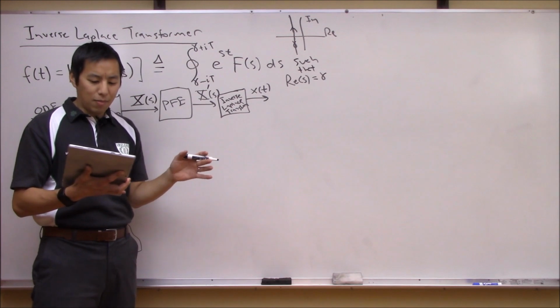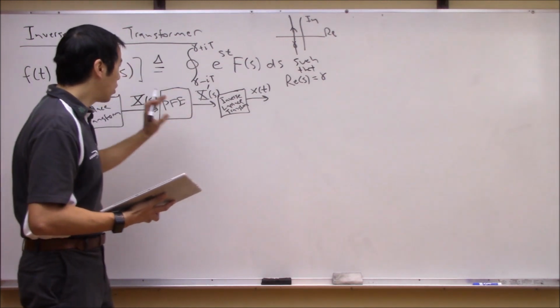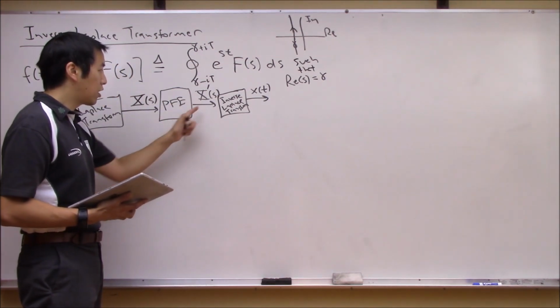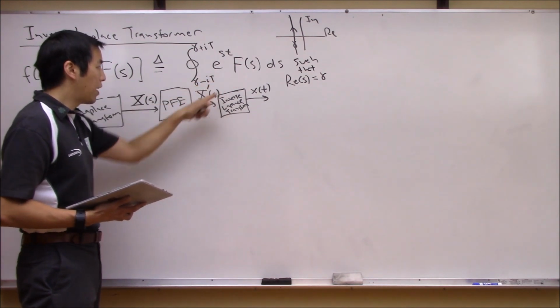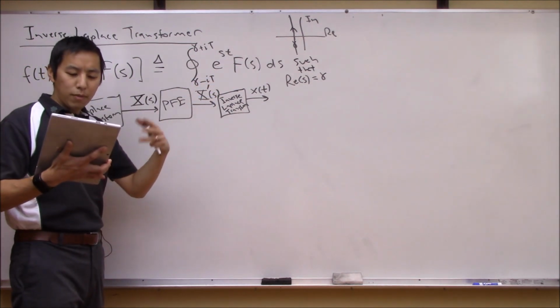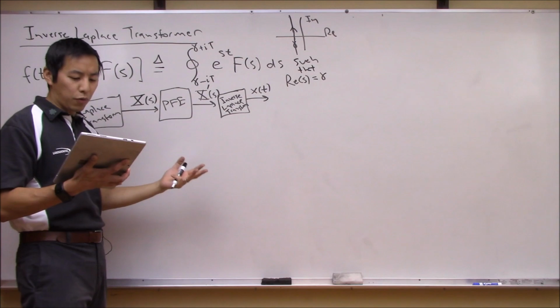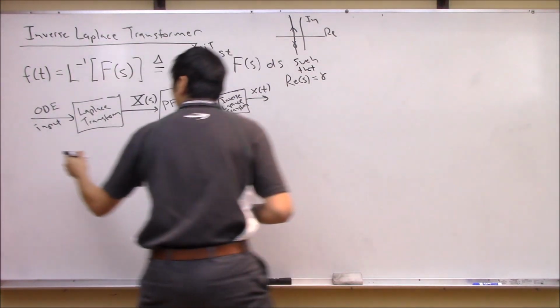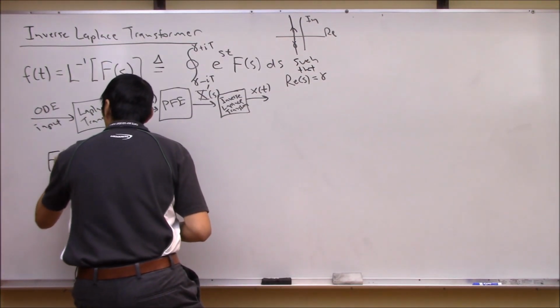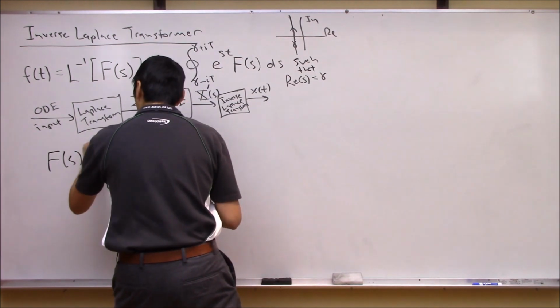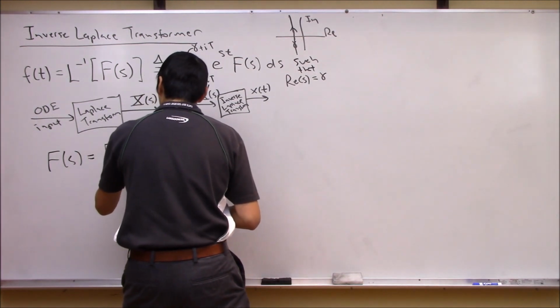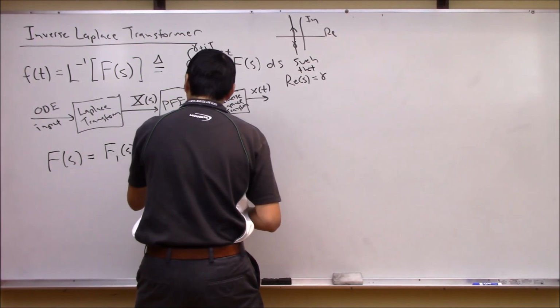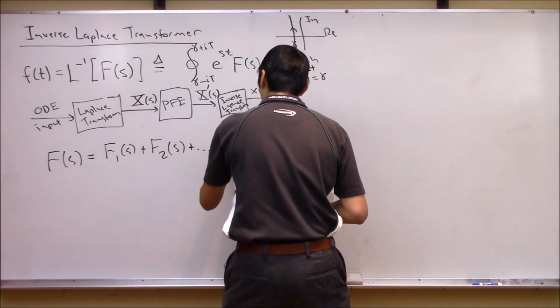So the concept now is, basically, I want to take this complex function, either F of s or X of s, it doesn't matter, and manipulate it into a simpler format. In other words, I'm going to take this F of s and break it up into a lot of different components, like an F1 of s plus an F2 of s plus, and so on, all the way up to Fn of s.